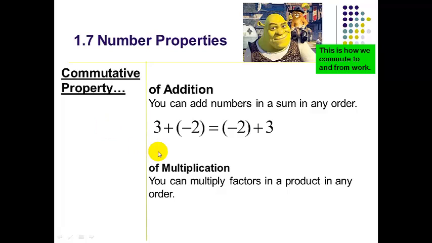This also works for multiplication. You can multiply factors in any order. So 5 times negative 6 is negative 30, but negative 6 times 5 is still negative 30. Now, paying attention, this works for addition and multiplication. It does not work for subtraction or division.